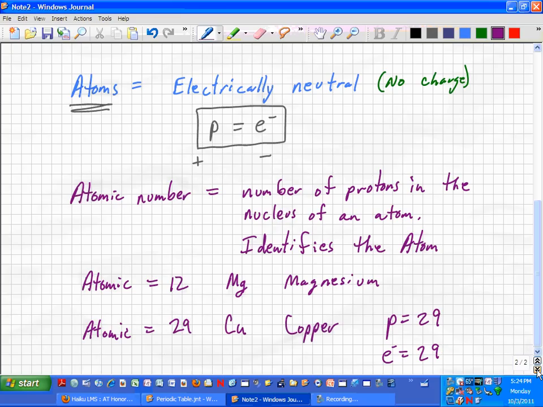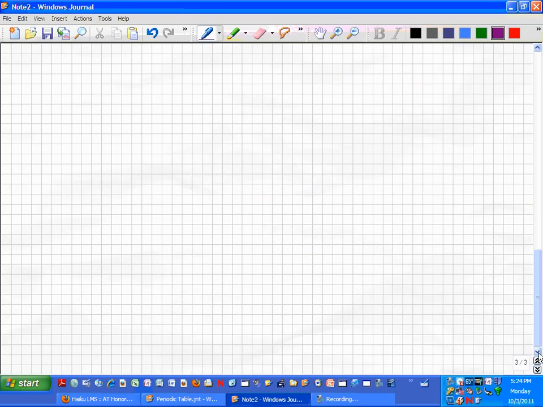Let's do one more example. Let's say we have number of protons is equal to 32. Automatically, that means my atomic number has got to be equal to 32. If it's an atom, then my number of electrons is going to be equal to 32.